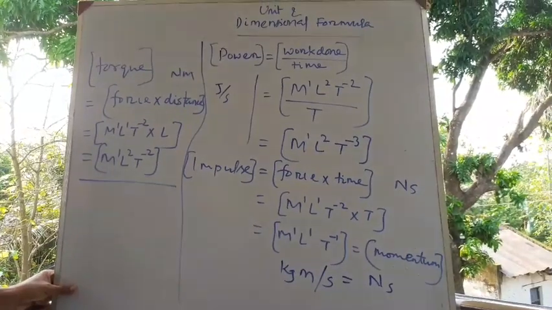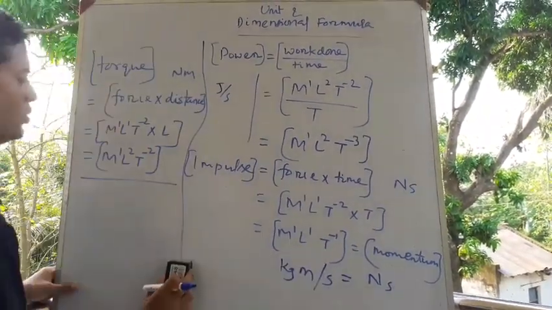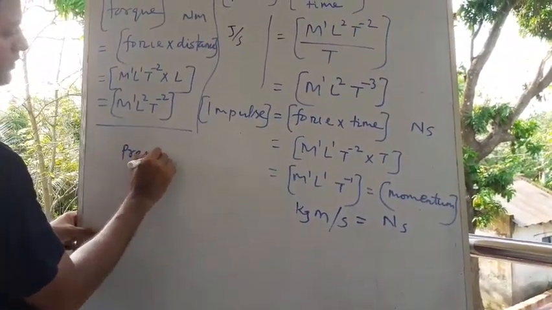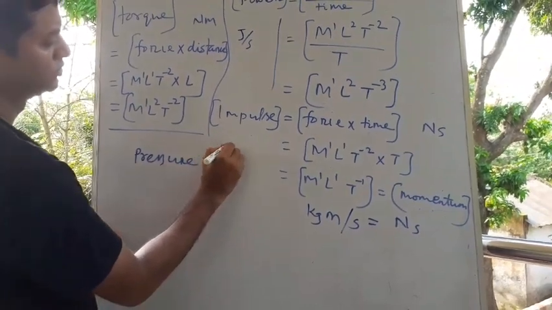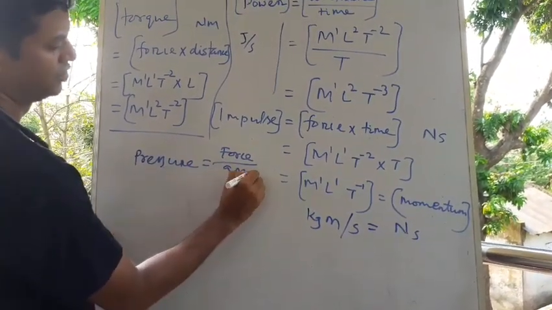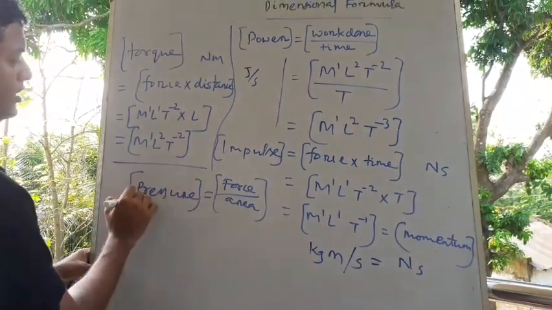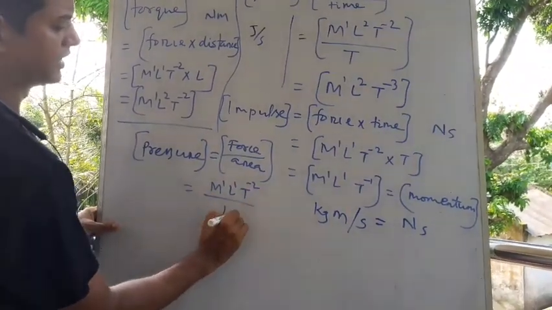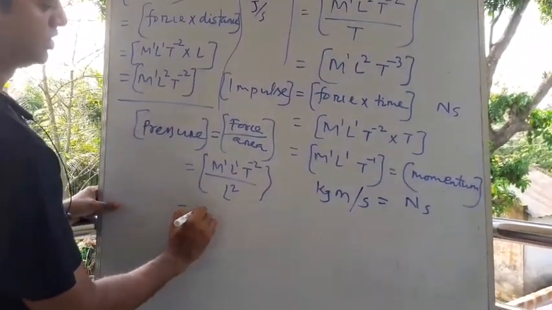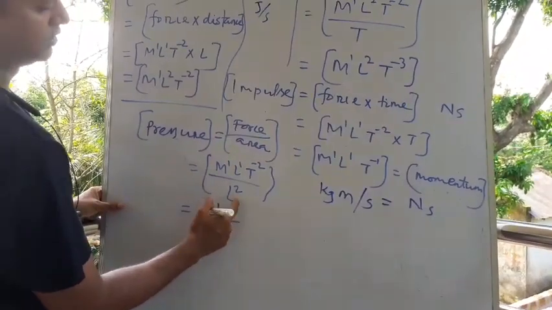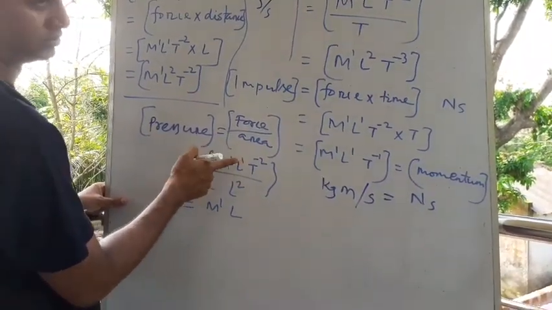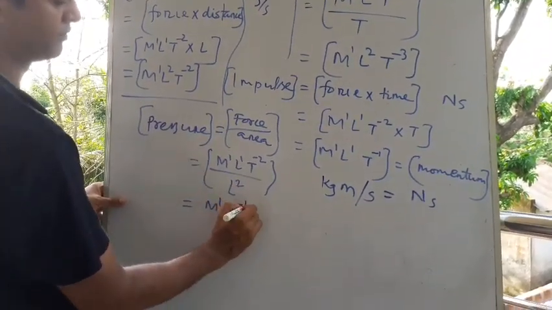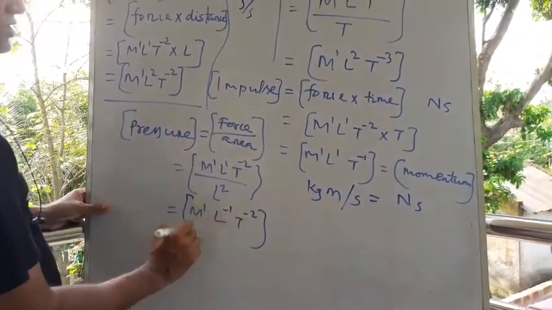Now the next thing I am going to talk about is pressure. Pressure equals force per area, you know. From this formula also you can write the dimensional formula. For force I am taking M1 L1 T minus 2, and for area I am taking L square, because area is length into length. So M1 L2, if we take it to the numerator part, it becomes L raised to minus 2 plus 1, minus 1, and T minus 2. This is pressure.